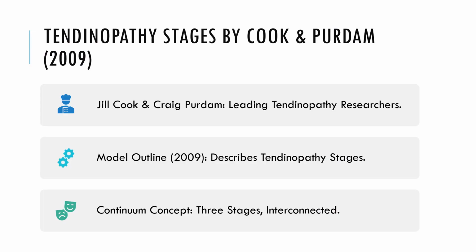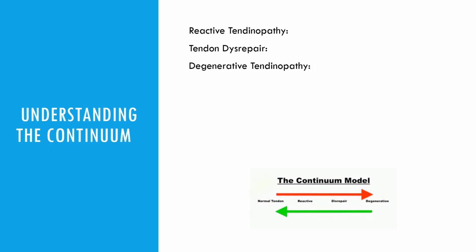So Jill Cook and Craig Purdam have been at the forefront of tendinopathy research for some years. They released a paper in 2009 that outlined a model that described three different stages of tendinopathy. And these are reactive tendinopathy, tendon disrepair, and degenerative tendinopathy. It's really helpful to think of these as a continuum rather than three completely distinct phases. So let's just have a look at the continuum in a little bit more detail.